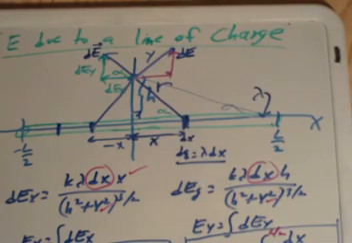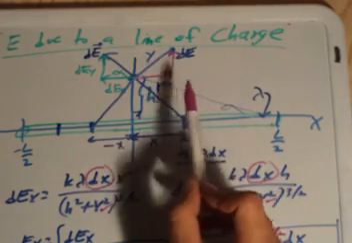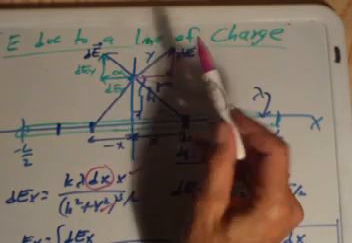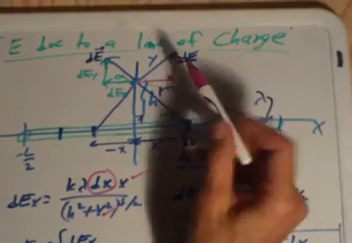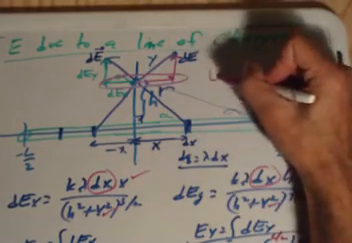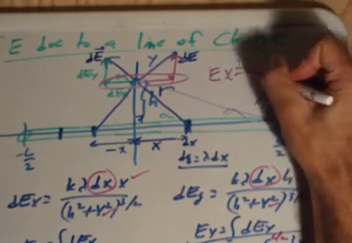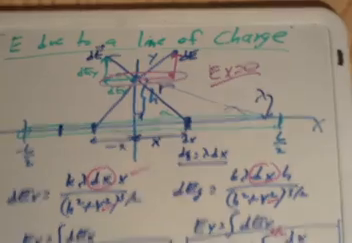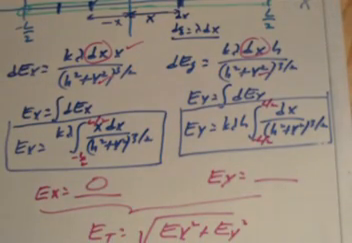So what you notice, due to symmetry arguments, is that for every dEx on one side of the axis, there's going to be a dEx on the other side of the origin, sort of like a twin or a pair or a cousin, and they're always going to cancel. So what you conclude is that the x component of the electric field for this line is going to be 0. In other words, if you do this integral right here, you should get 0 for it. That's just a symmetry argument.